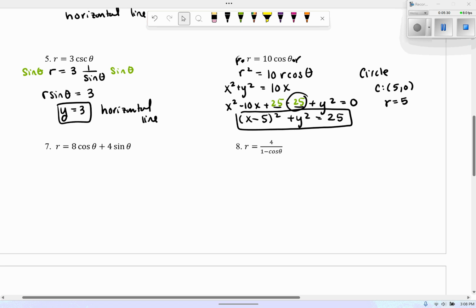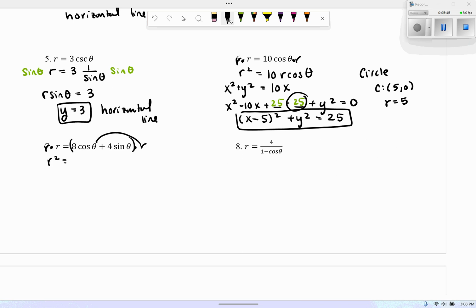All right, for the next one, same issue here: I don't have an r with the cosine theta and sine theta, so I'm going to multiply both sides by r to get r squared equals. Because I'm multiplying both sides, I have to multiply everything by that r, so 8r cosine theta plus 4r sine theta. That then gives me x squared plus y squared equals 8x plus 4y.